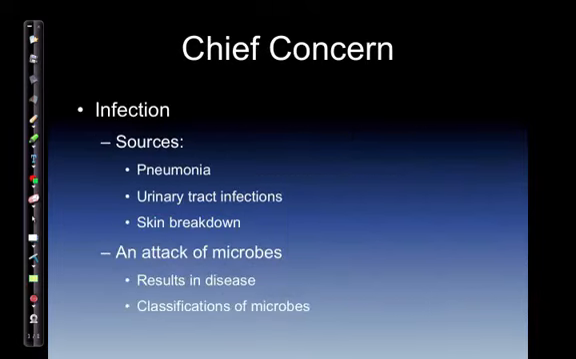Chief concern: infection. Sources of infection are things like pneumonia, urinary tract infections, or skin breakdown, and an attack of microbes. Classification of microbes. Microbes that produce disease are called pathogens, and there are several of them: worms or helminths, parasites, fungi, protozoa, bacterium, which are single-cell unicellular life forms, and viruses.